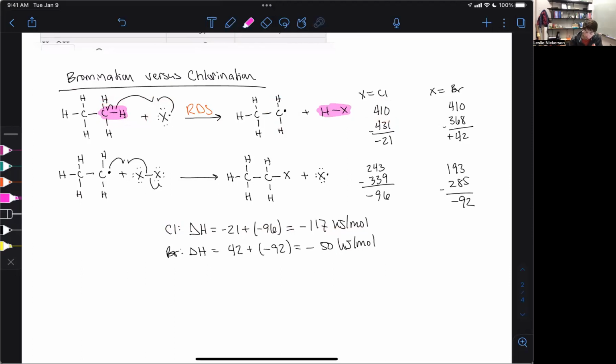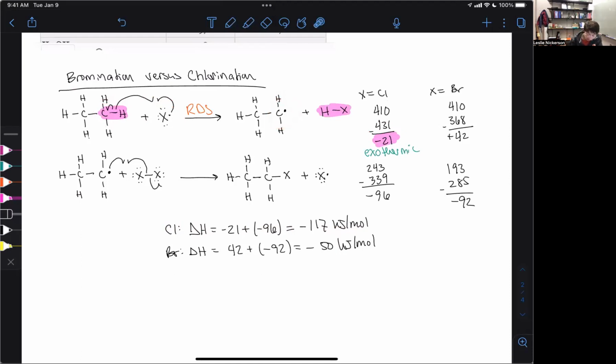So when you look at those two, if you take 410 from our bonds broken and then subtract 431 for our bonds formed, we're getting -21. The fact that that is negative means it is going to be an exothermic process. That's actually an interesting outcome, considering that it really means the chlorine radical is less stable than the carbon radical. So we're going down in energy when we go to that carbon radical.